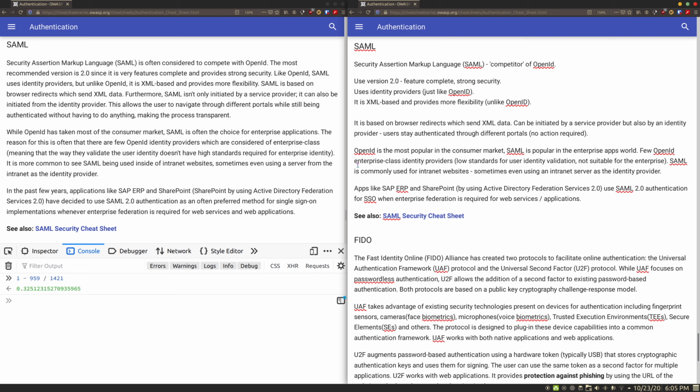Few OpenID enterprise class identity providers, low standards for user identity validation, which is not suitable for the enterprise, and SAML is commonly used for intranet websites, sometimes even using an intranet server as the identity provider. Apps like SAP ERP and SharePoint, by using Active Directory Federation Services 2.0, use SAML 2.0 authentication for SSO when enterprise federation is required for web services or applications.